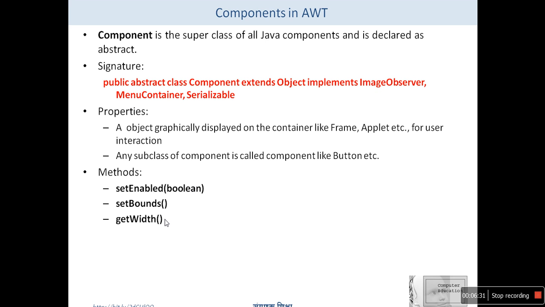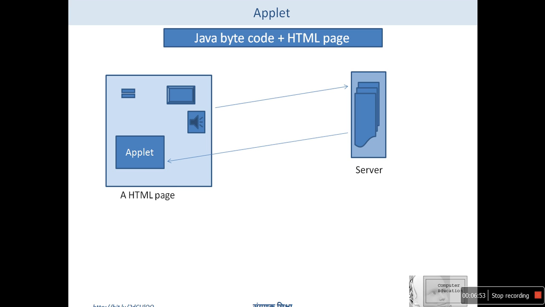We can access the width of the component using the getWidth method. We can also access the height using the getHeight method. The paint method is used to display anything on a component or a container. The repaint method again initializes the container and displays the data which is passed inside this method.